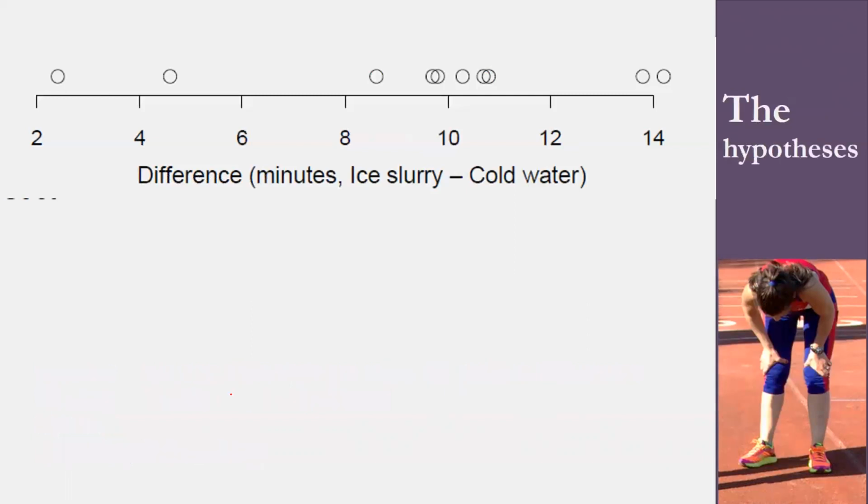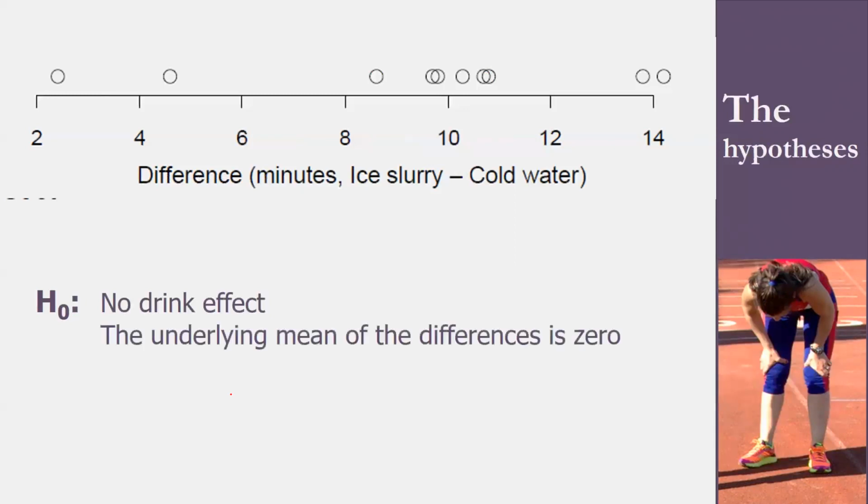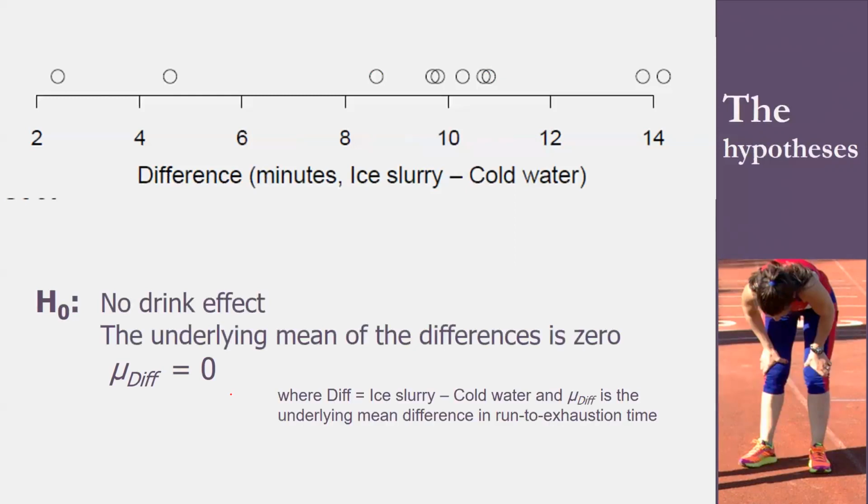For our hypotheses, our null hypothesis is the same as before: there's nothing going on. Really boring. So there's no drink effect. That would mean there'd be no difference in the run to exhaustion times for the two different drinks. So the underlying mean of the differences, because we're only looking at the differences, is 0 in that situation. Our parameter here, mu diff, I have defined it: where diff is ice slurry minus cold water, mu diff is the underlying mean difference in the run to exhaustion time.